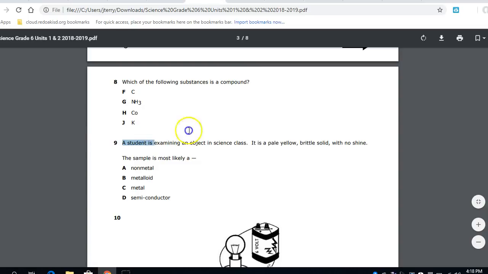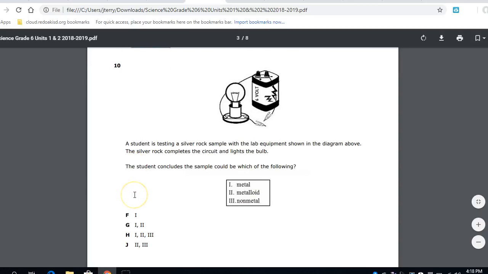A student is examining an object in science class. It is pale yellow, brittle, and solid, with no shine. This sample is most likely: A, a nonmetal, B, a metalloid, C, a metal, D, a semiconductor?